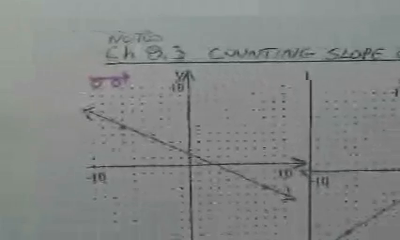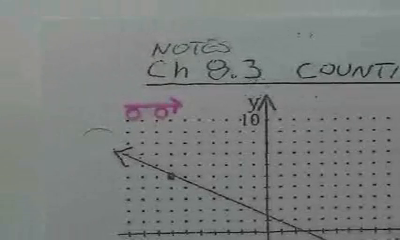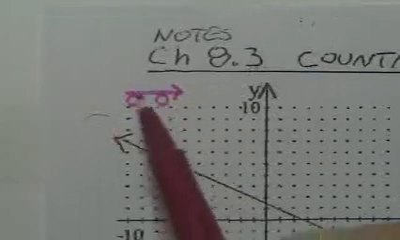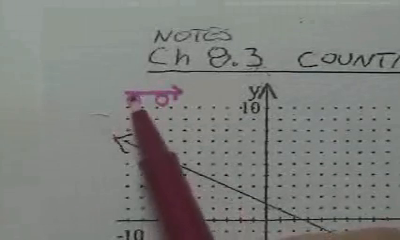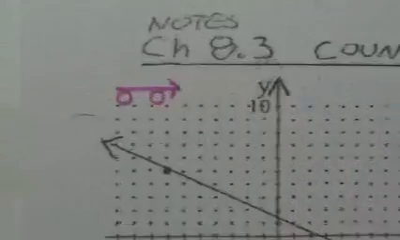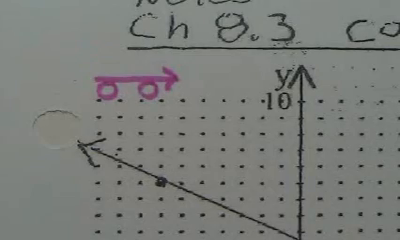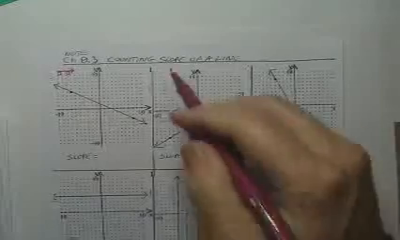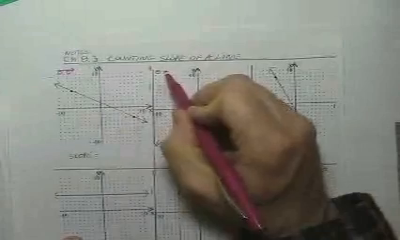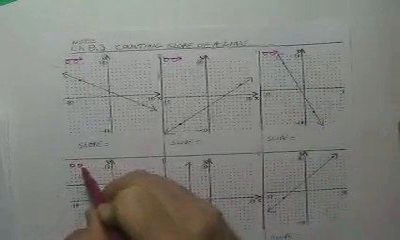Think of it as like a skateboard. But I put an arrow on there just to signify that it's going from left to right. It's going this direction. Now just take a minute and draw that on each one of these graphs, in the upper left-hand corner.